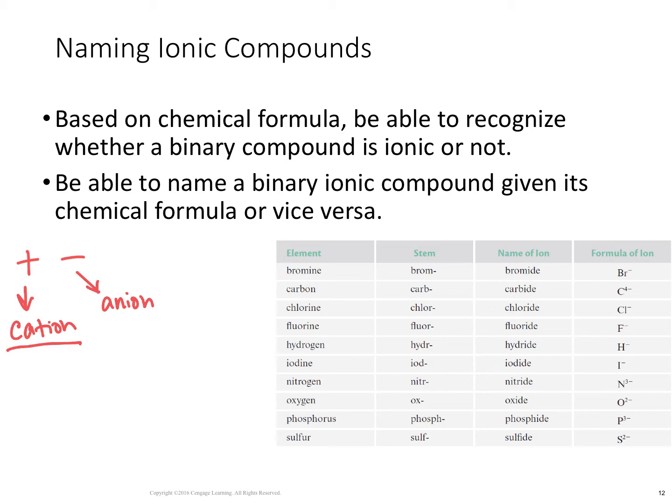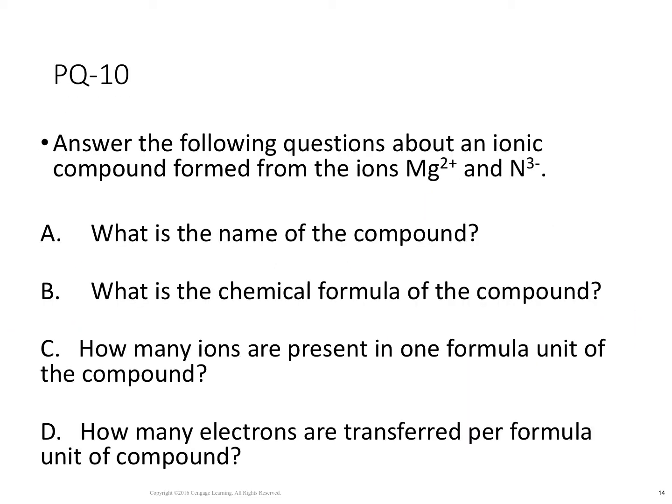Also, with writing your names, there's no indication of how many ions there are. And the reason for that is because you can always figure out the formula from charges which are consistent. So let's look at a couple examples. We are going to answer these questions specifically about magnesium ion and the nitrogen ion.